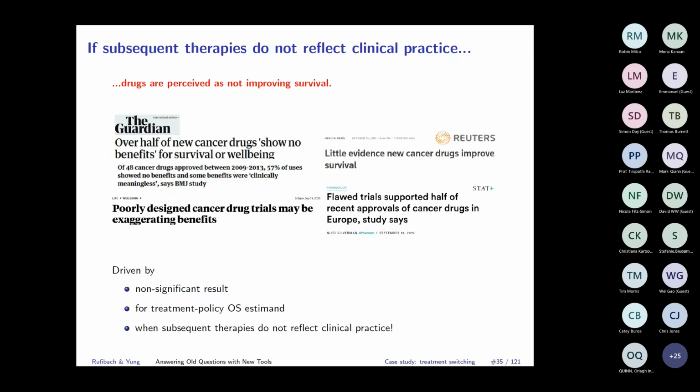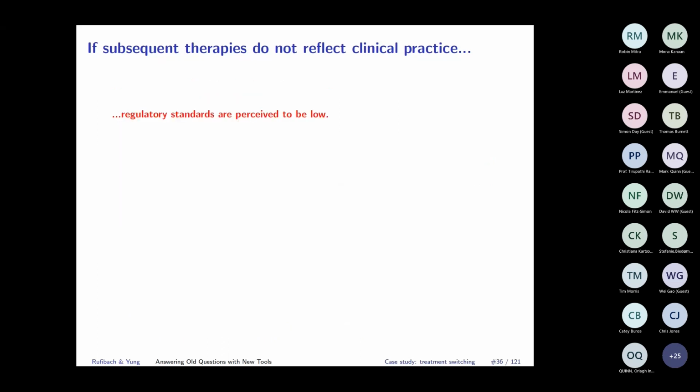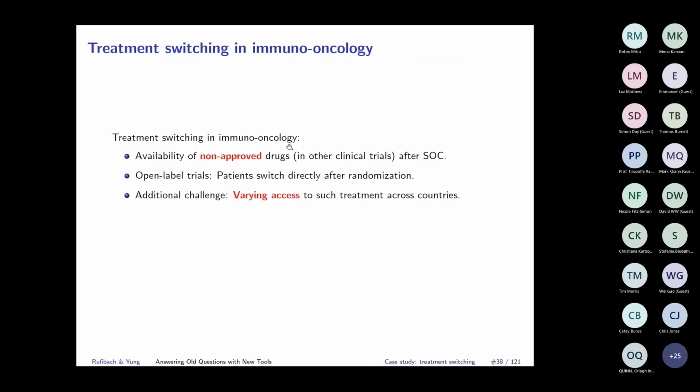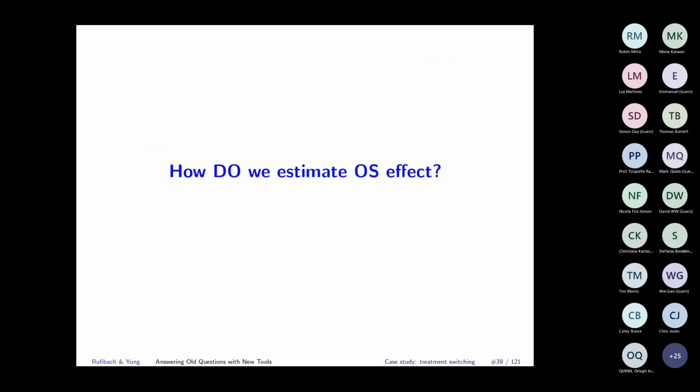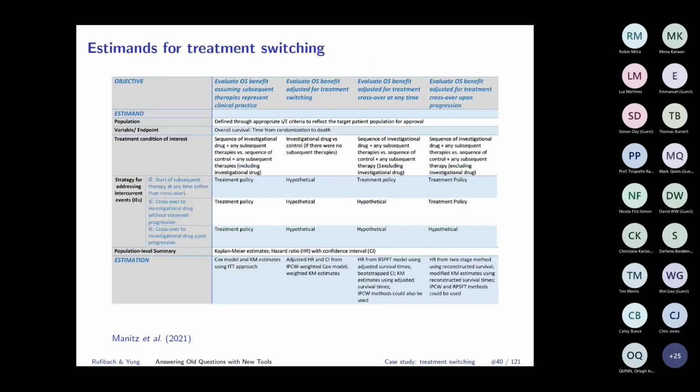I think what we in the pharmaceutical industry are concerned about is that if these subsequent therapies do not reflect clinical practice, drugs are perceived as not improving survival. And here are just a few headlines, while they are maybe not properly assessing the effect that we can expect in clinical practice. So this makes a case for a hypothetical estimate that can be meaningful in these scenarios, and that's what we wrap up here. So if you're interested, feel free to have a look.